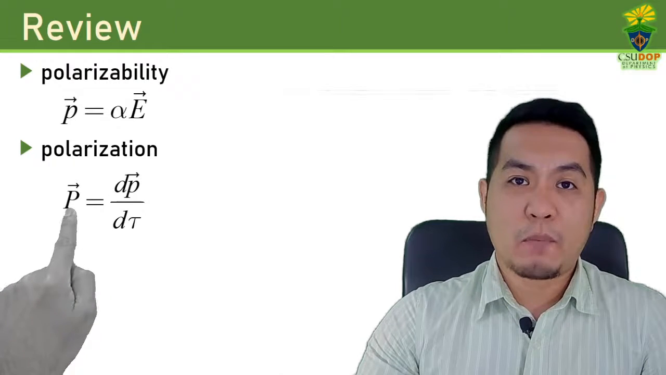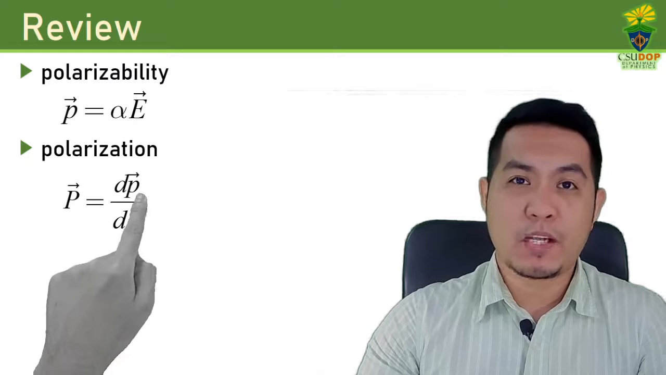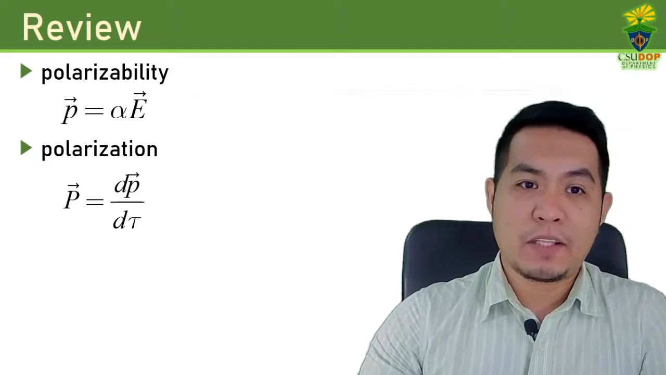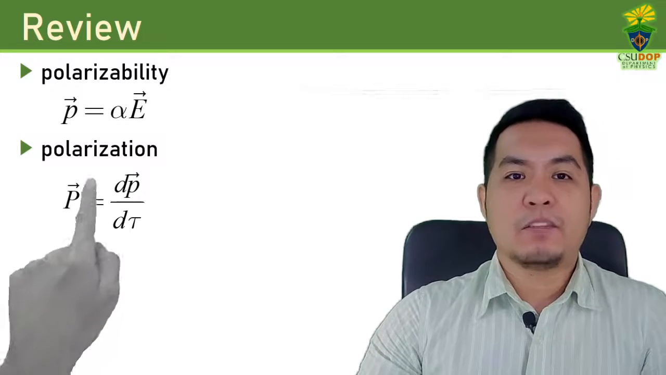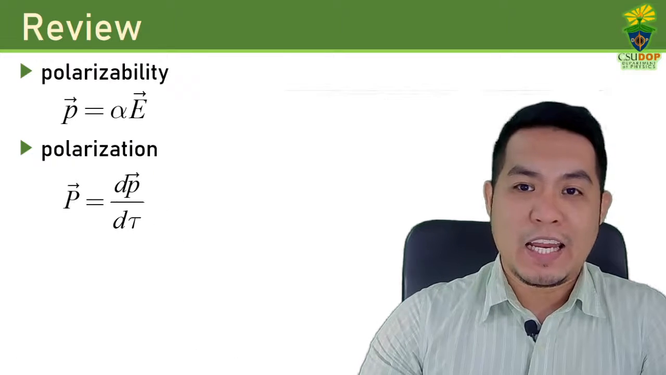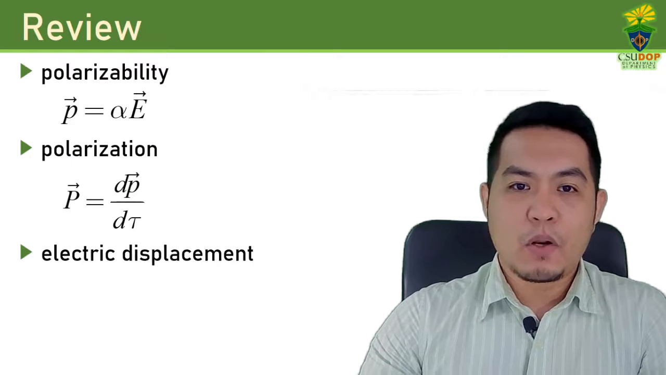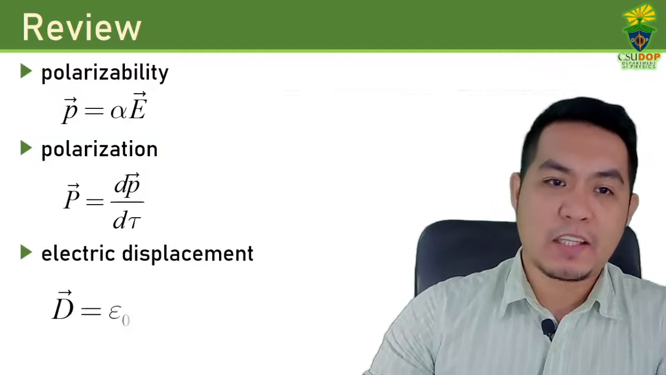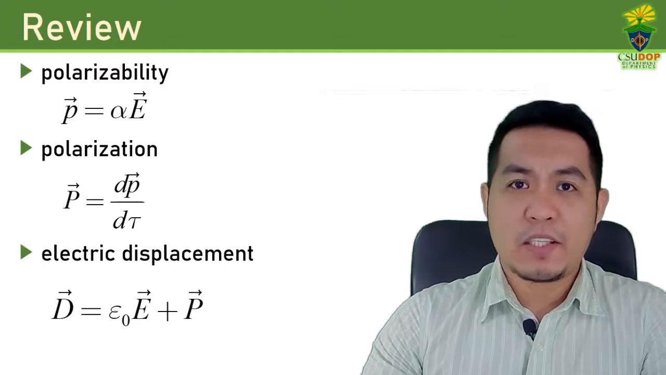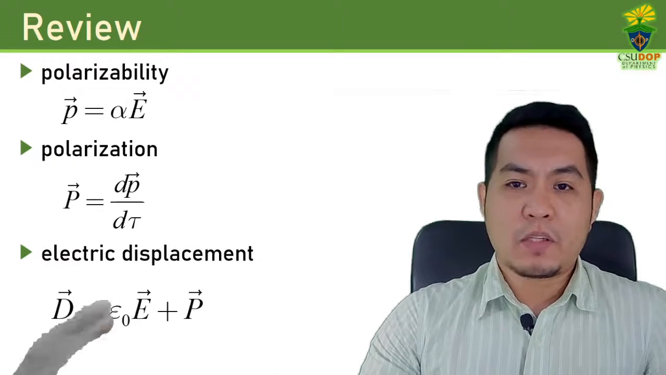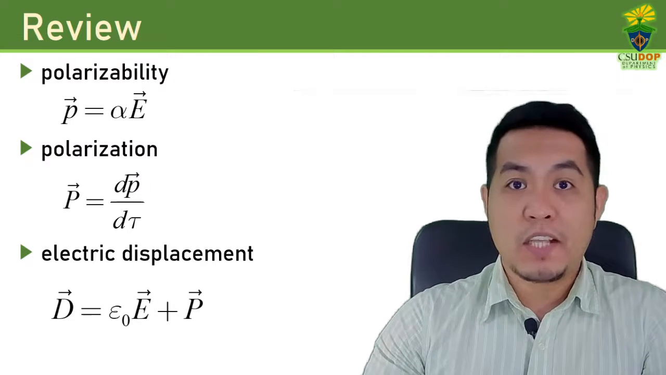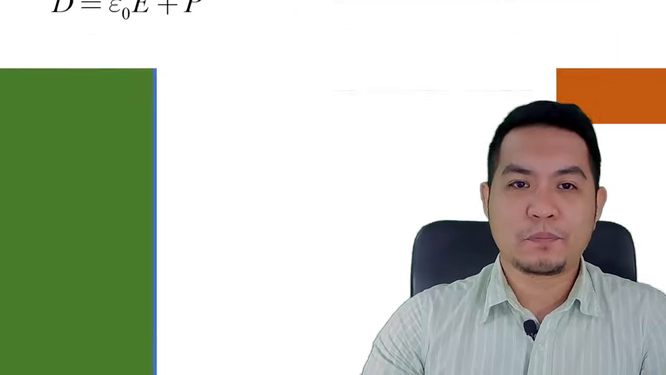Since the polarization is proportional to the dipole moment, and the dipole moment is proportional to the electric field, then the polarization must be proportional to the electric field. We have also discussed the electric displacement of a dielectric material, and it's basically just the total electric field of your material: the electric field plus the polarization field, for instance.